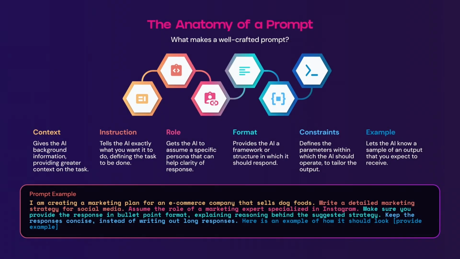So then, with all this talk about prompting, what actually is the best way to go about writing prompts effectively? Well, for one, you should become familiar with the general anatomy of a prompt. The prompt should have context. This is when you give the AI some background information, providing greater context on the task.